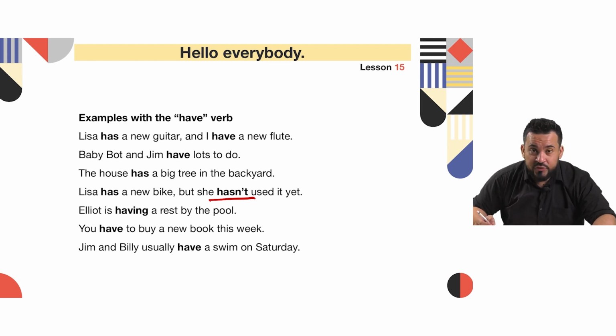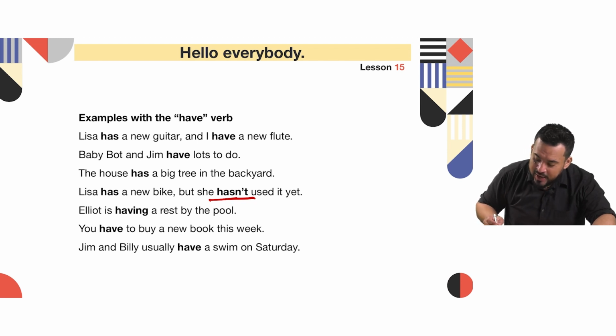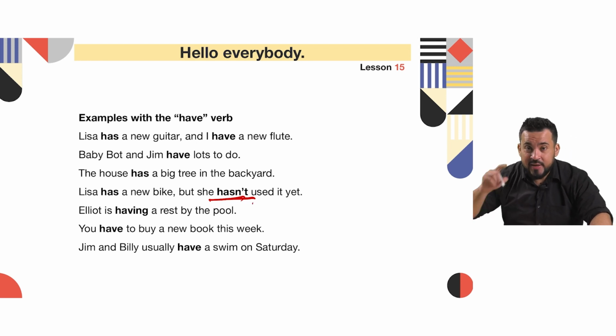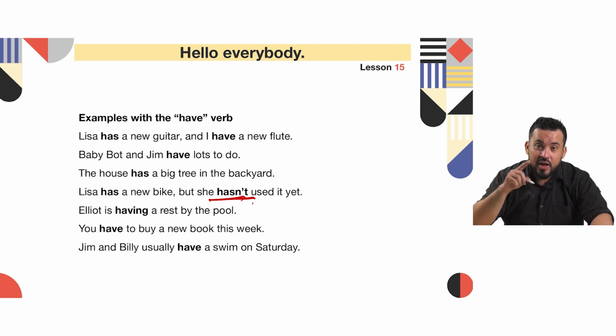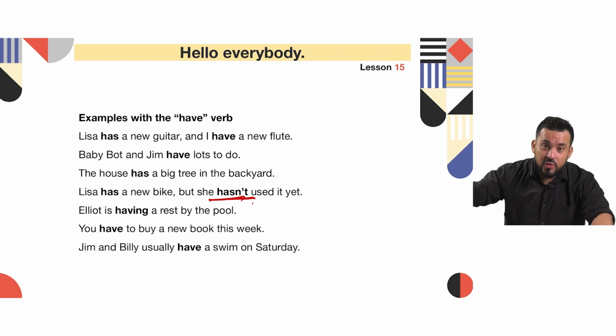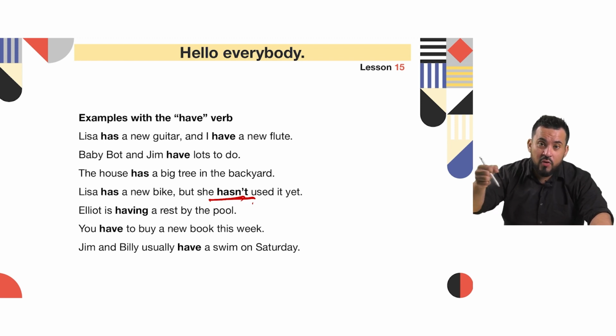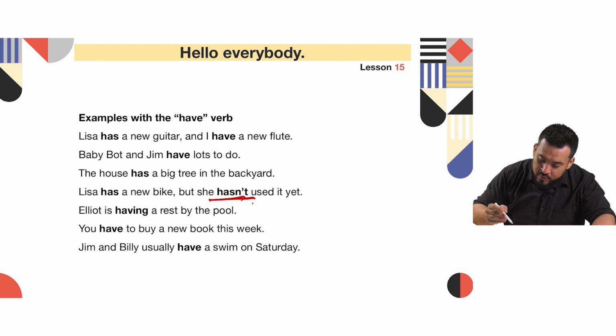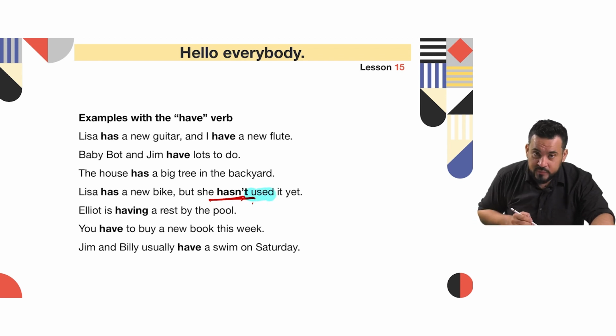This is not hasn't got. You cannot use hasn't got here because this is not a possession. This is an auxiliary, a helping verb. She hasn't used it. It's not the main verb. It is an auxiliary. How do you know? Because there is another verb in the sentence, and that other verb is the main verb. Where is that verb? That verb is right here, used. Okay? So it is different than the other sentences.